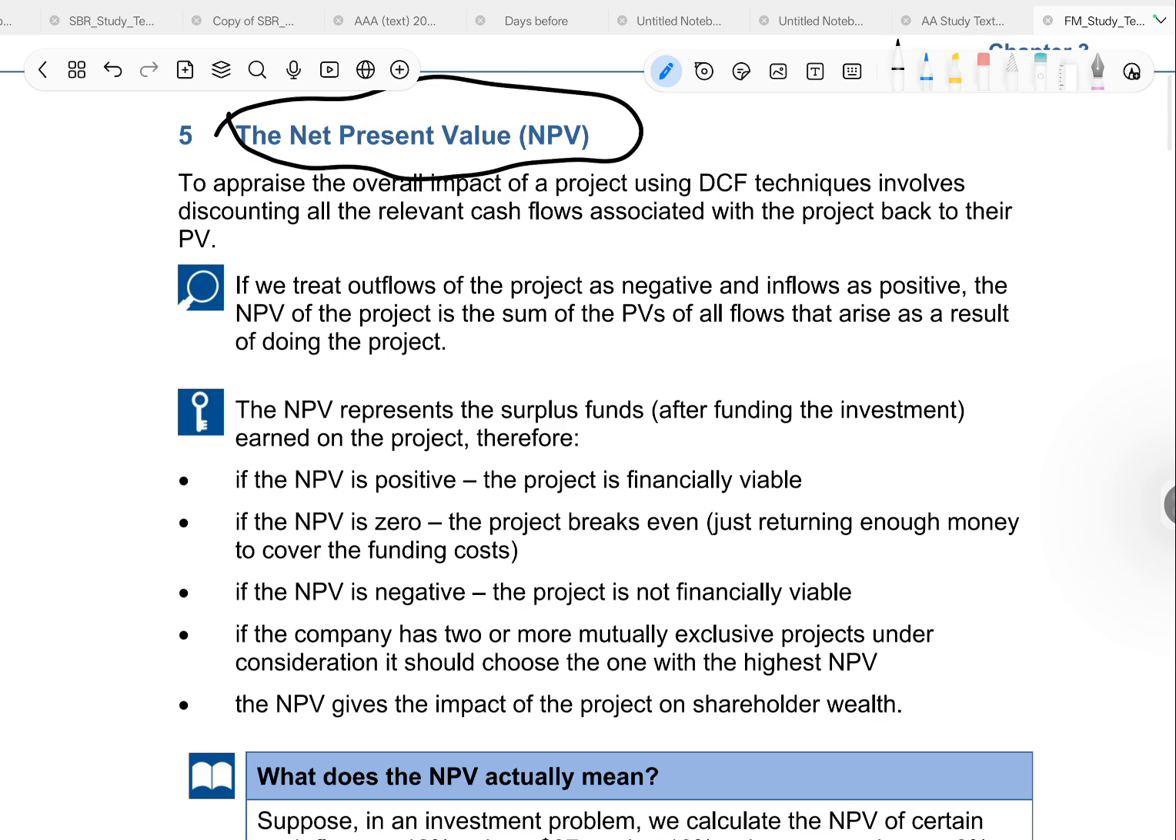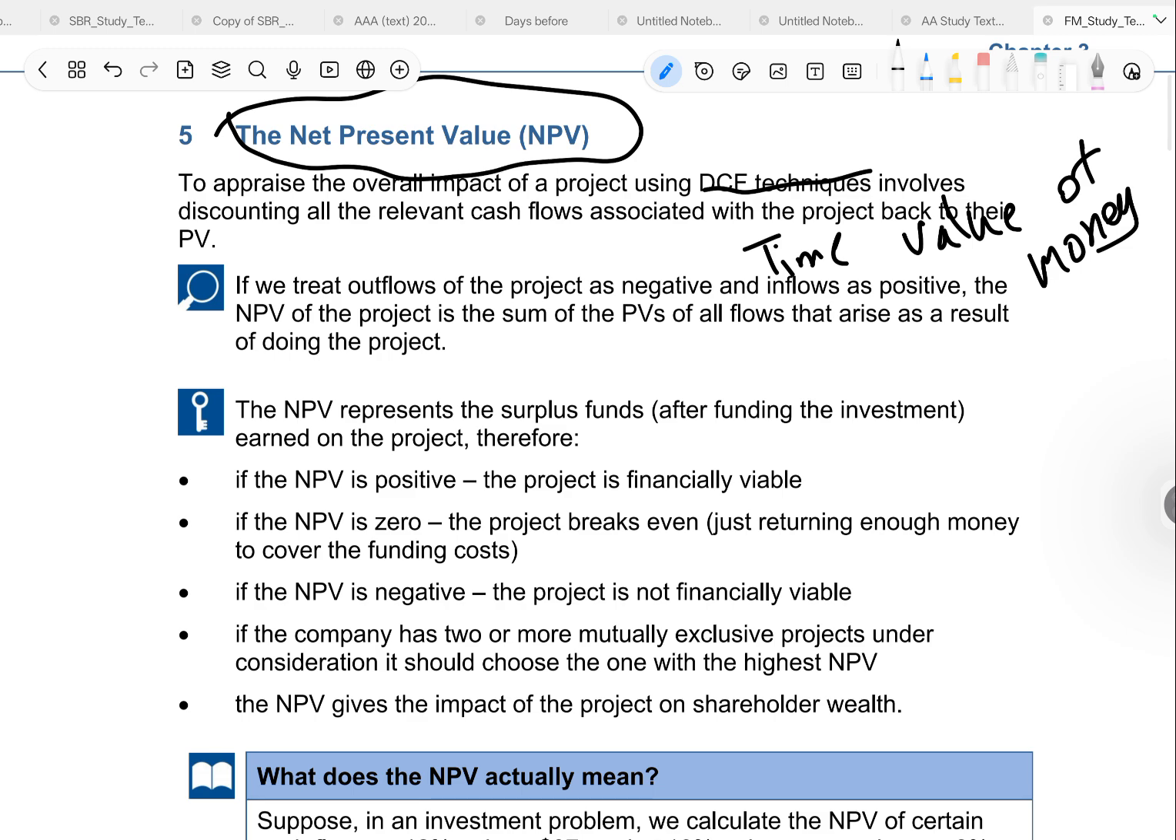What is NPV? Net present value is a part of discounted cash flow techniques, also called DCF techniques. Why do we do that? Because of a very important concept in finance called the time value of money. Simply put, money today is worth more than the same amount of money in the future. Why? Because money today can be invested and earn returns.